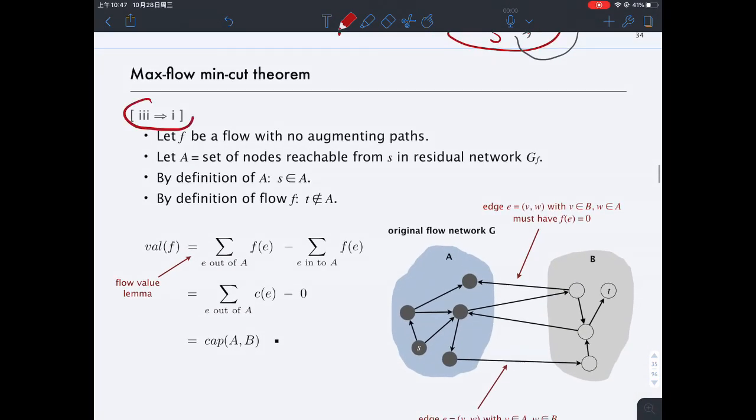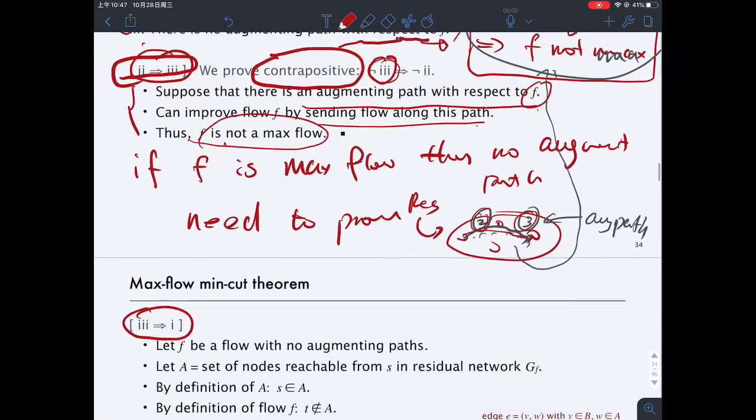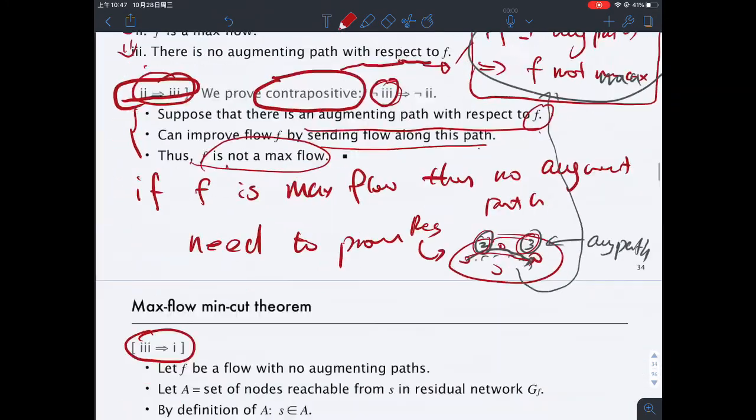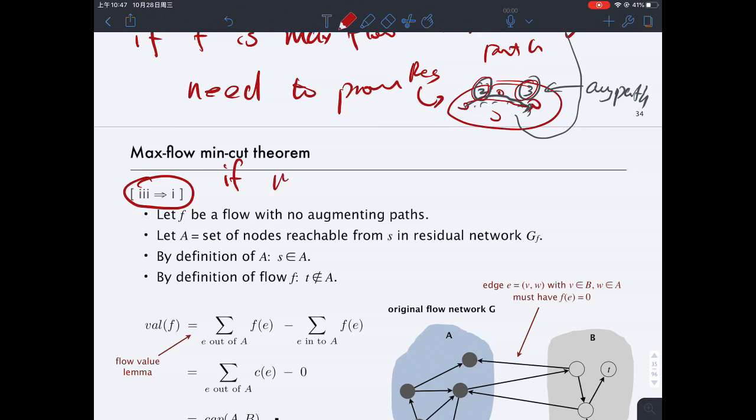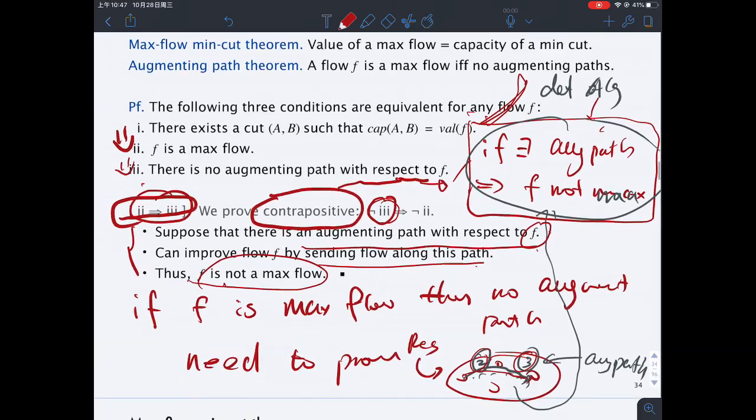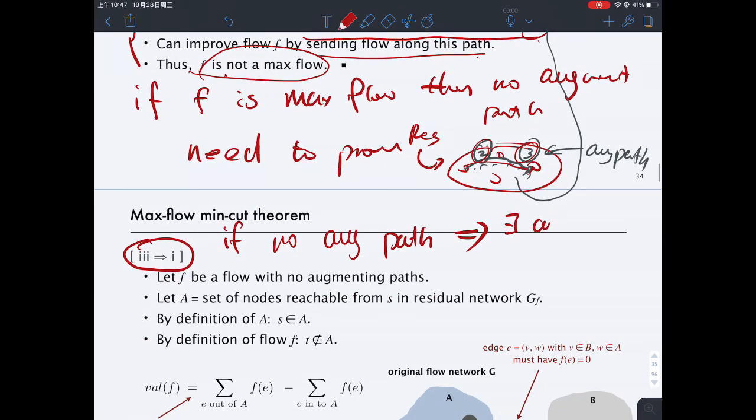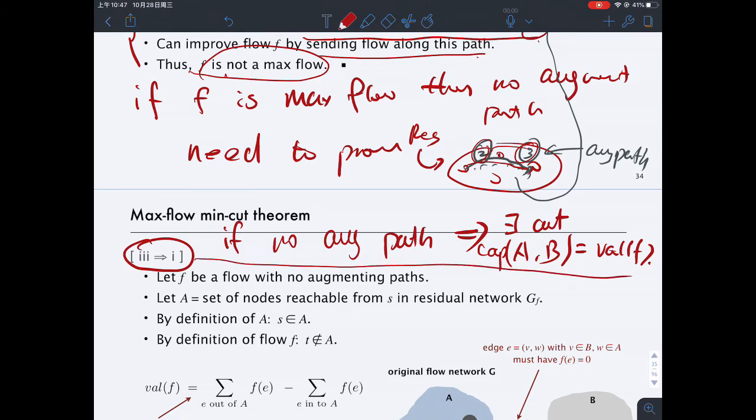At the end, we want 3 implies 1. 3 implies 1 means that if there's no augmenting path, then that implies statement 1, that there exists a cut A and B such that the capacity of A and B is the same as the value of the flow. So this is what we need. And actually, this is the most difficult part of the max-flow min-cut theorem.